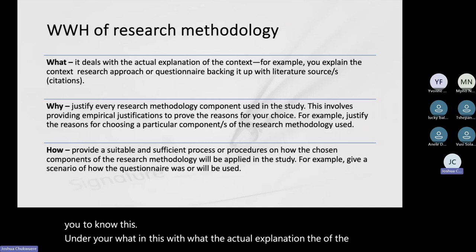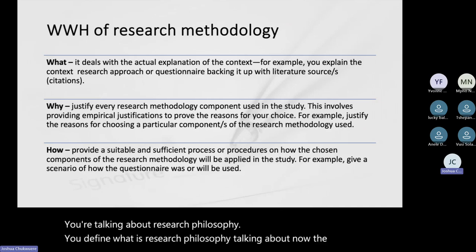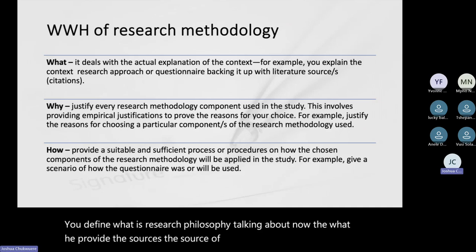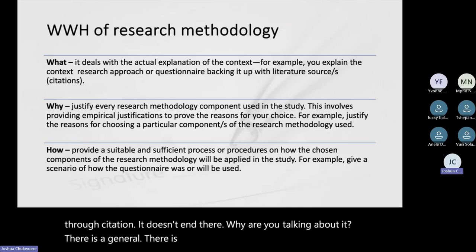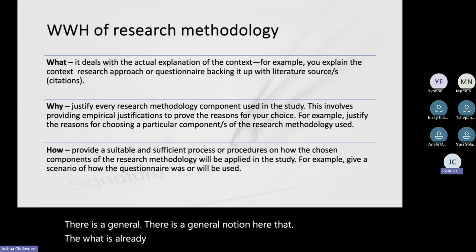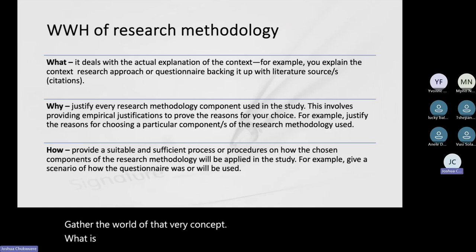For example, you're talking about research philosophy. Now you define what research philosophy is. You're talking about the what. You provide the sources of your information through citation. It doesn't end there. Why are you talking about it? There is a general notion here that the what is already known. Bear that in mind. The what of that very concept. What research philosophy is, is already known.